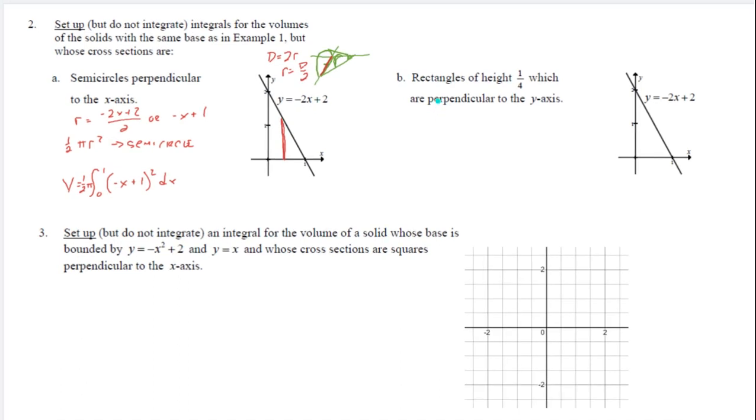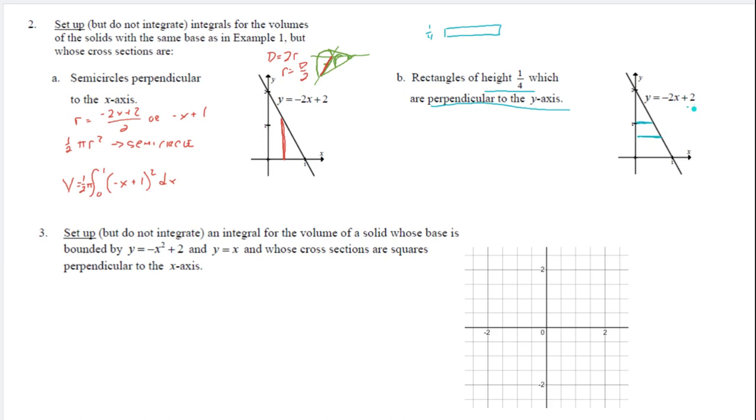Let's take a look at our number 2b over here. In this case, we've been asked to find rectangles of a height 1/4. Now, this is a fixed height, which means that no matter where we're at on this, whatever cross-section we have, it's always going to be a height of 1/4. So if we continue reading, we'll notice that these are perpendicular to the y-axis. All right, that means that we've got a horizontal cross-section going this way. It also means we need to solve for x. So let's go ahead and do that first.